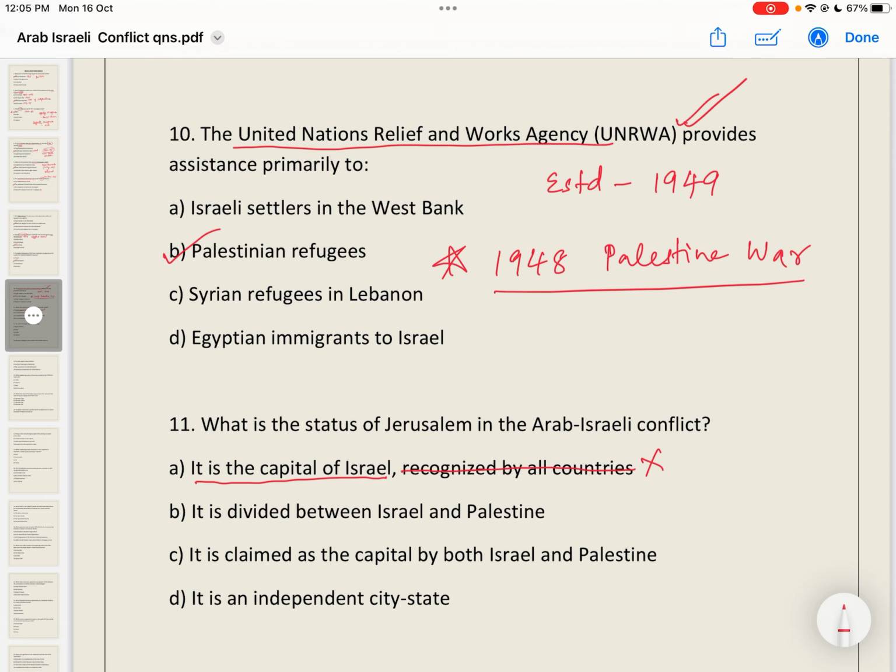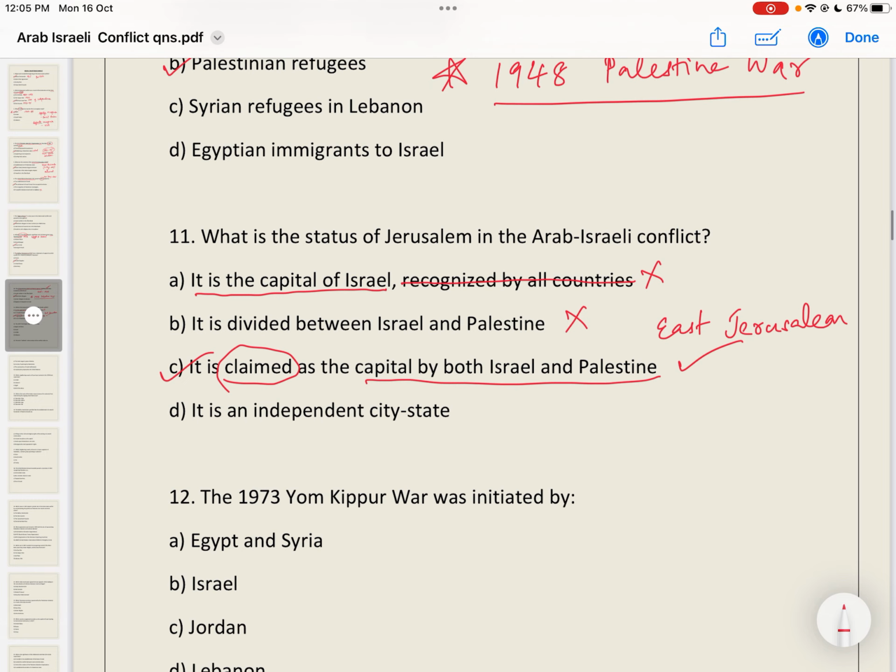So this is incorrect. It is divided between, no one is willing to divide Jerusalem because it has religious significance for them as well. It is claimed as the capital by both Palestine and Israel. That is true. Why? Because Palestine has also declared that they want East Jerusalem to be the future capital of the country that they would set up. And Israel is also not willing to give up their claim on Jerusalem as a capital. Now coming to the last question in this session.